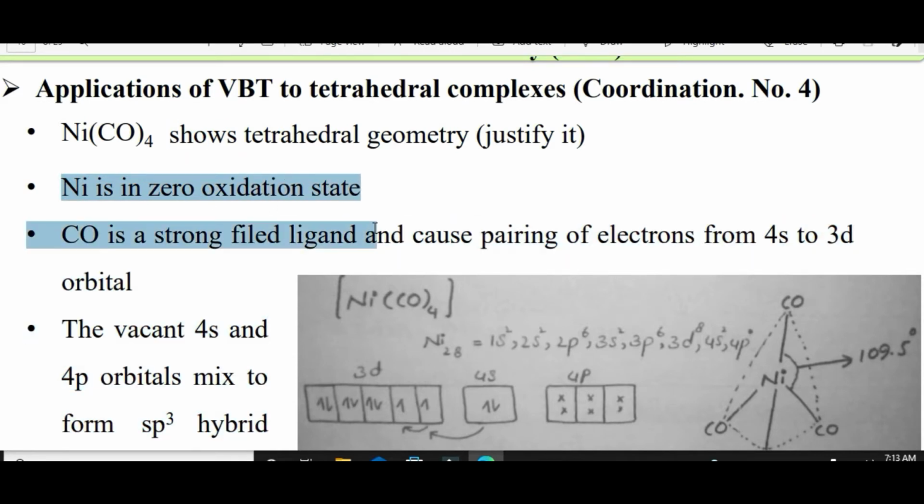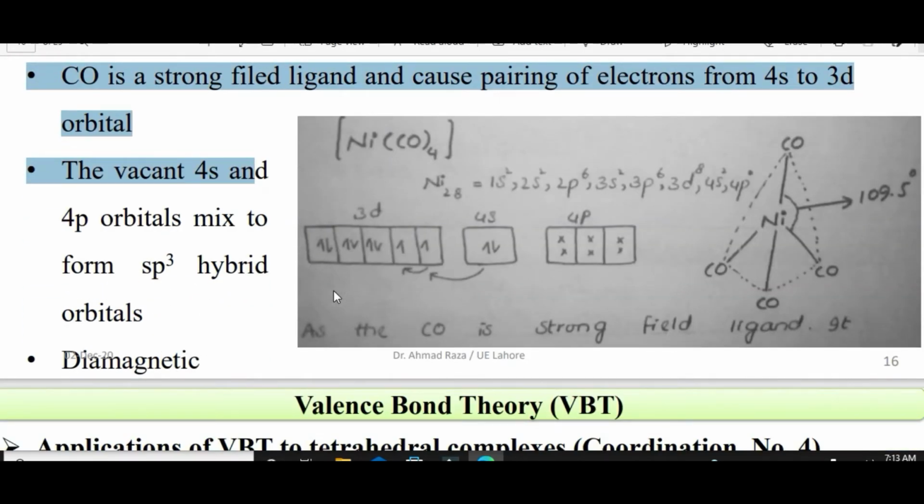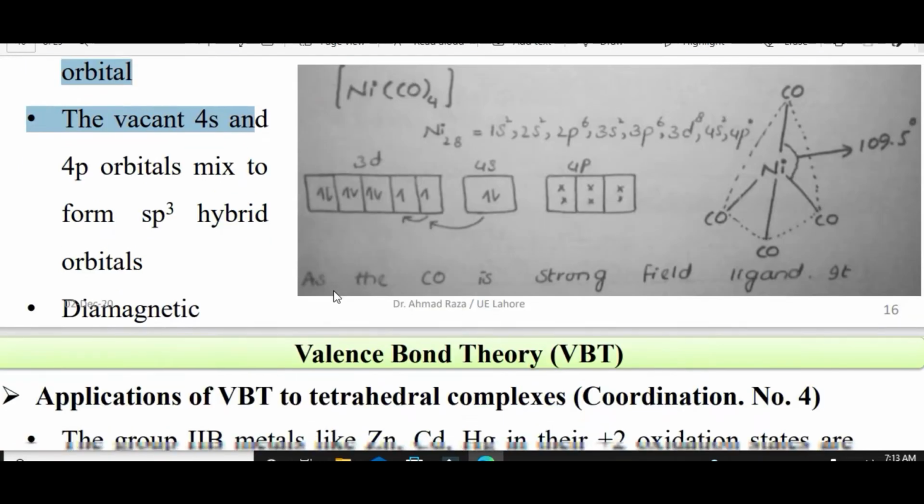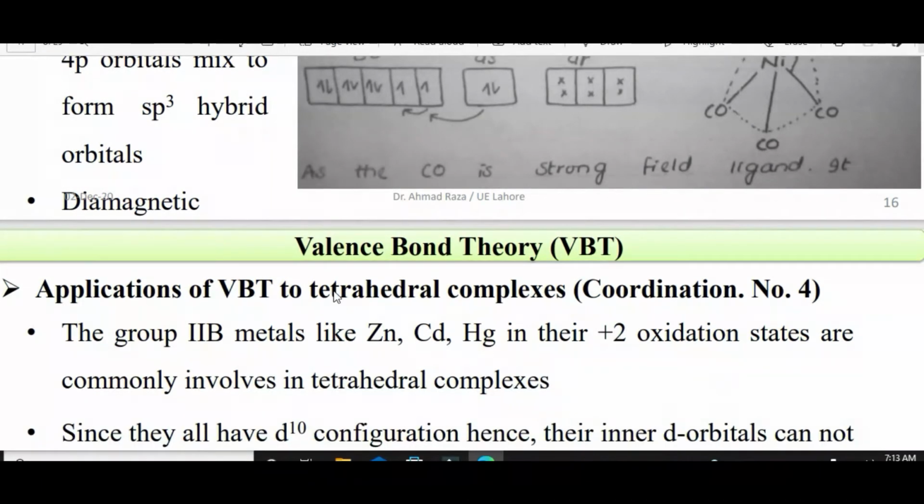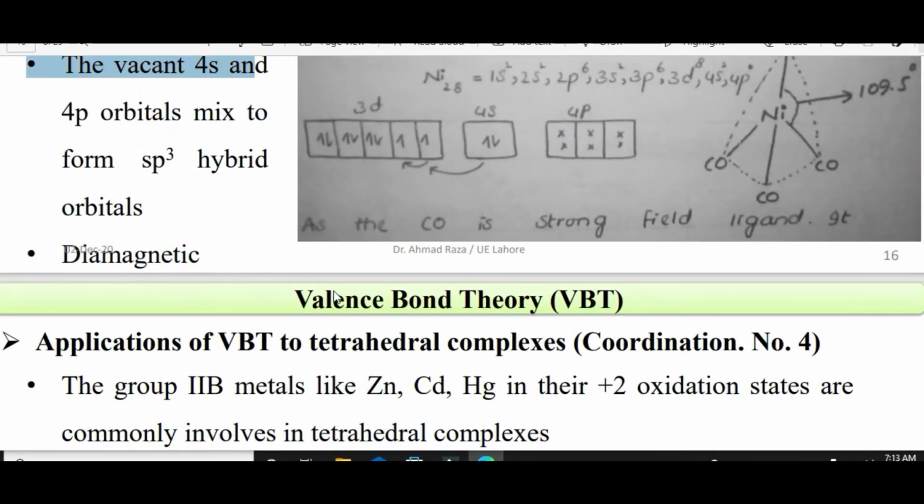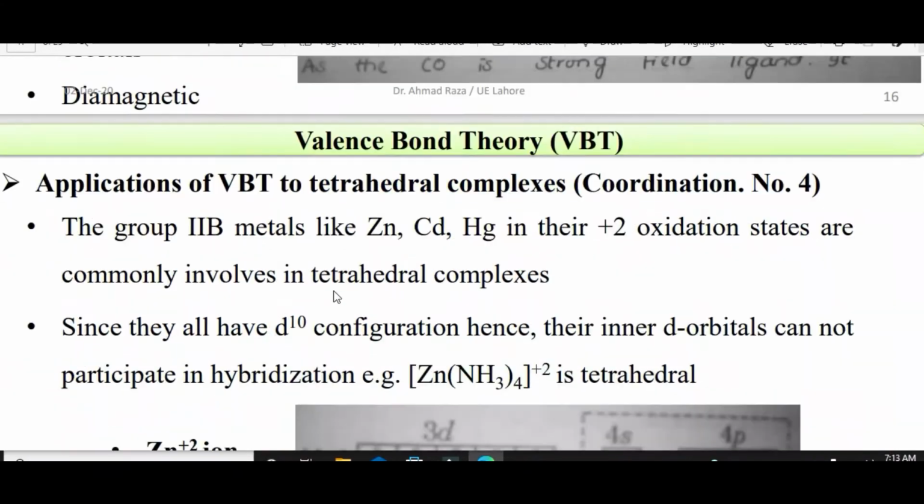CO is a strong field ligand and causes pairing of electrons from 4s to 3d. The vacant 4s and 4p orbitals mix to form sp3 hybrid orbitals. This is diamagnetic because the valence electrons are paired, so it shows diamagnetic behavior. Because it is a strong field ligand, the electrons will be paired up.